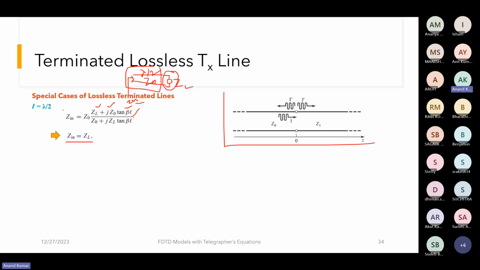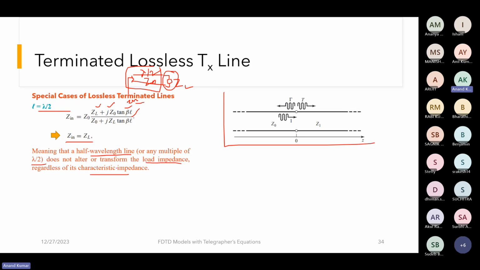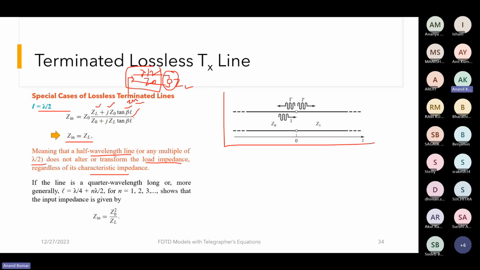This is what happens if it is lambda by 2, and this is true for a half wavelength line or any multiple of lambda by 2. Whatever the characteristic impedance, it will not alter the input impedance over here. Now, similarly, if this becomes lambda by 4 or its multiples, the expression will evaluate to something like this: Zin equals Z0 squared by ZL.